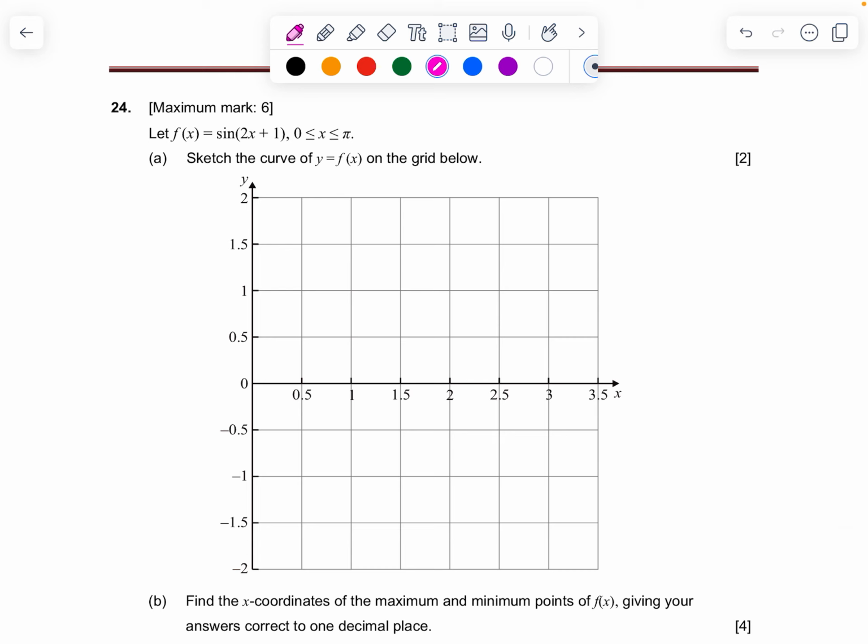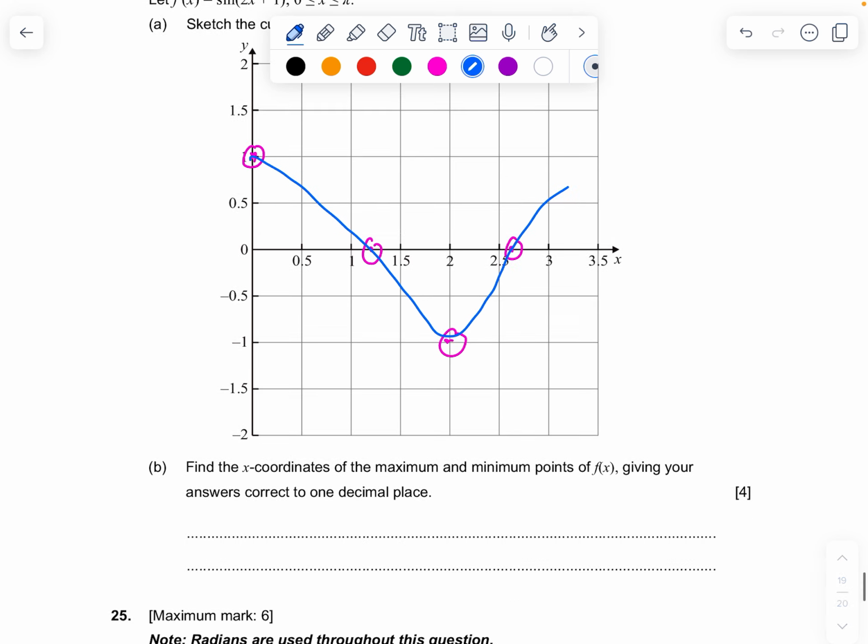Question number 24. Sin 2x plus 1. Use the GDC. You should be able to get the points. This is one point over there. There is a point over here. There is a point over here. And there is a point over here. Join them, and this should be the shape of the graph.